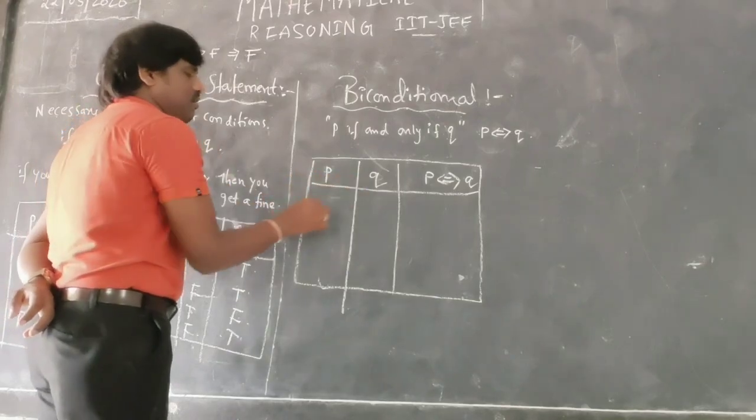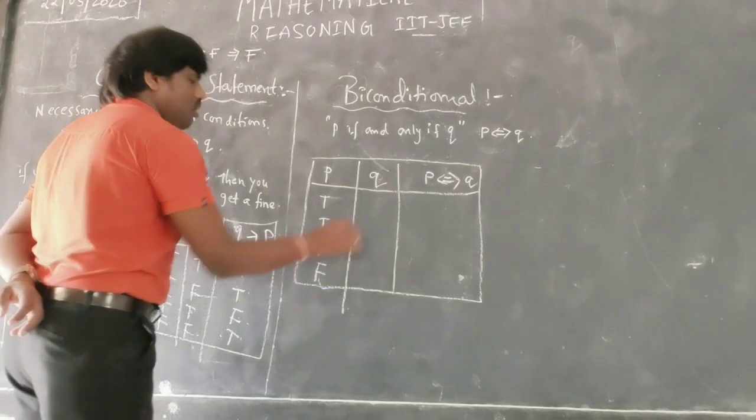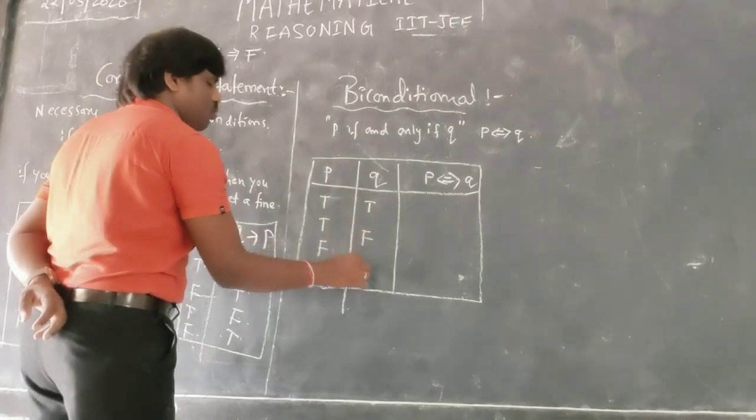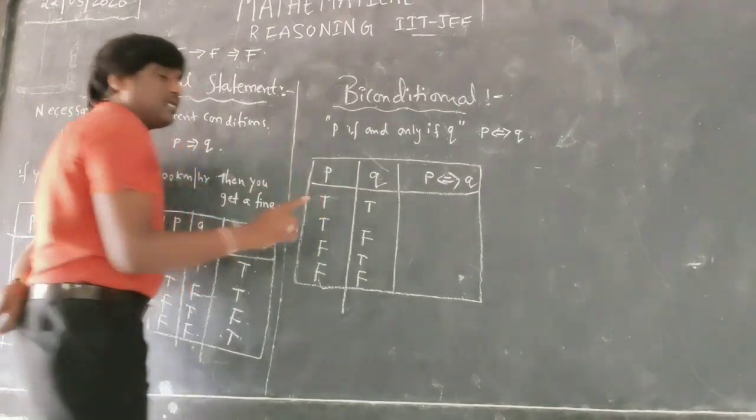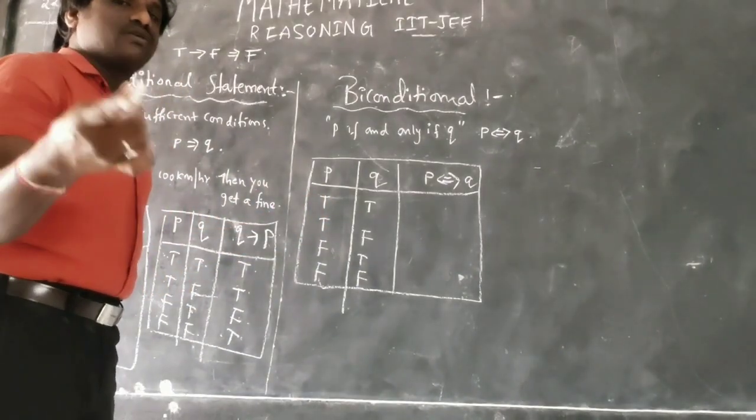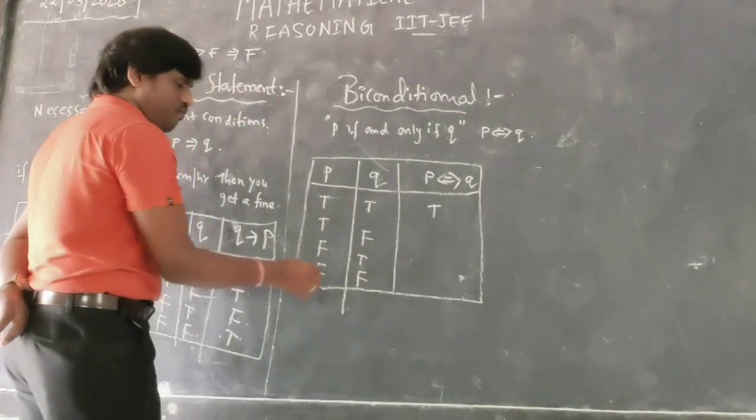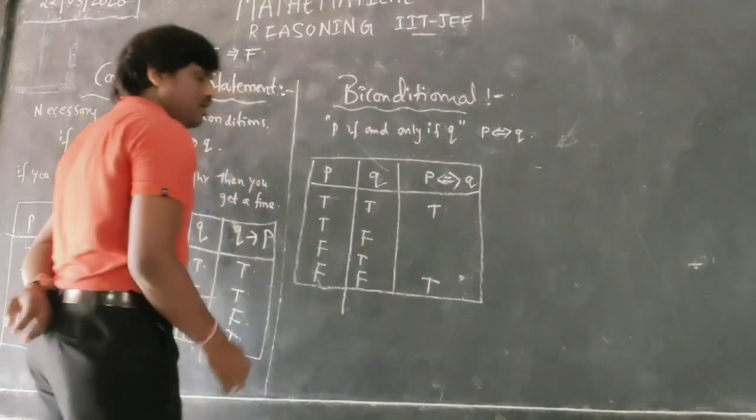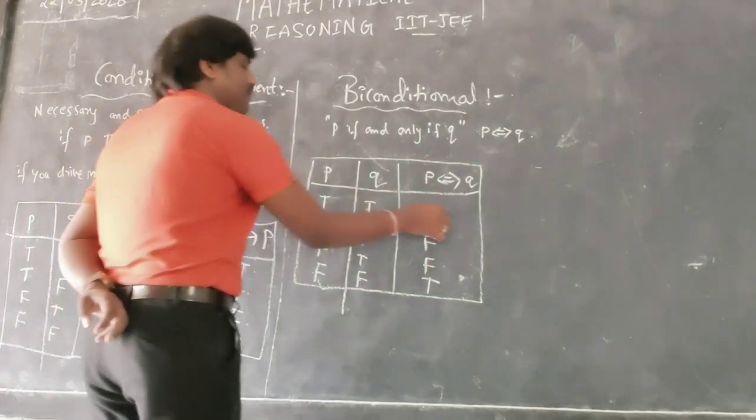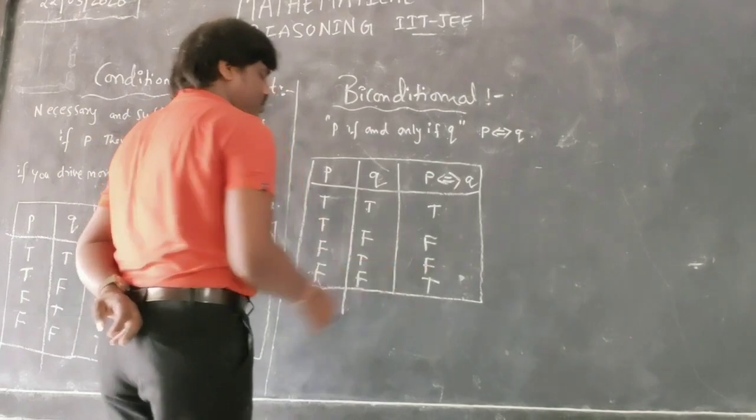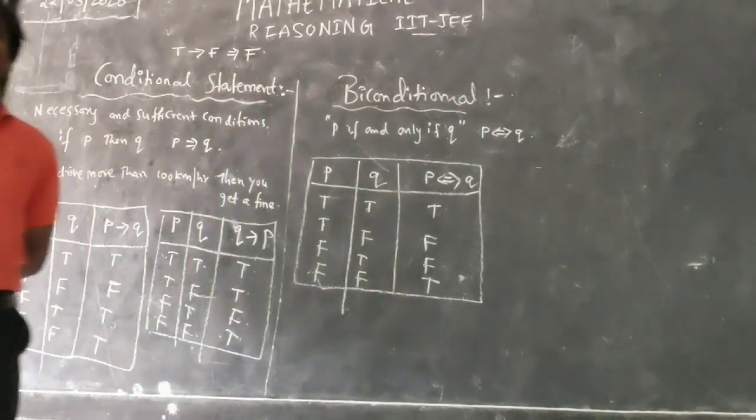Now P and Q are there. What are the truth values? True, true, false, false, true, false, true, false. Whenever it is biconditional, I have two conditions. True, true, then it is true. False, false, then it is true. The remaining times it is false. True, true is true. False, false is true. True, false is false. False, true is false. This is what biconditional says.